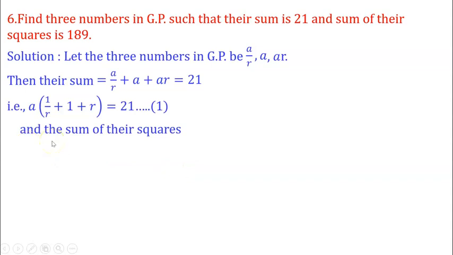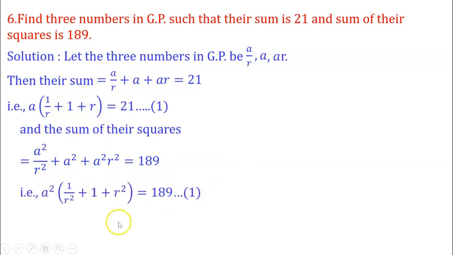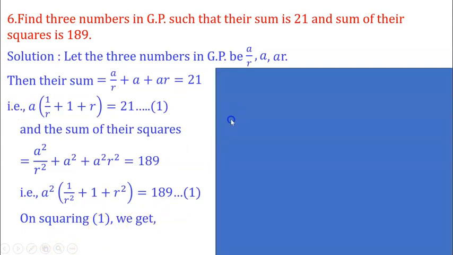And the sum of their squares, that is a squared over r squared plus a squared plus a squared r squared, is equal to 189. If we take a squared as common, then in bracket you will get 1/r squared plus 1 plus r squared, bracket complete, is equal to 189. On squaring expression 1, we get here a squared.